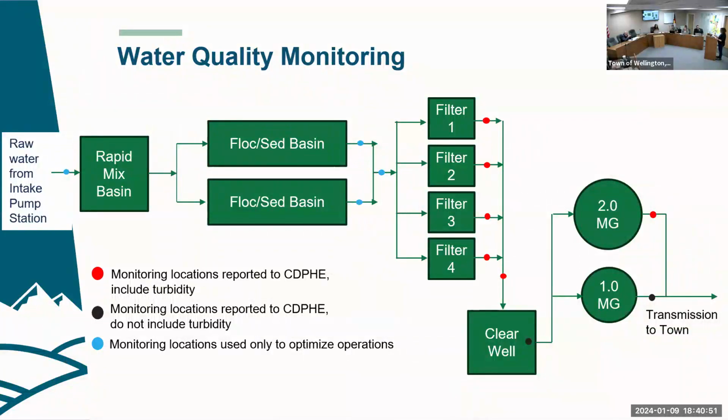Most of these are monitored at the beginning of our system, before it enters the head of the plant to the rapid mix. That's actually a daily grab sample that we pull to check the raw water turbidity from our source water coming off of the reservoir. That one's not a continuously monitored location. All the other locations that you see here are continuously monitored, and by that it means every minute a reading is taken.